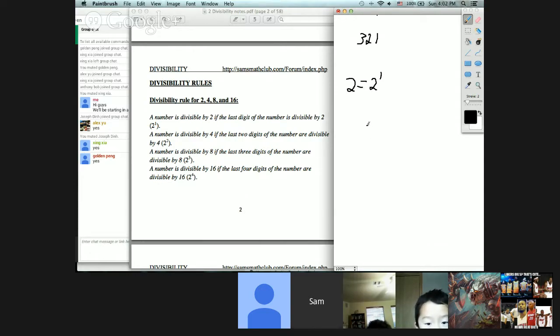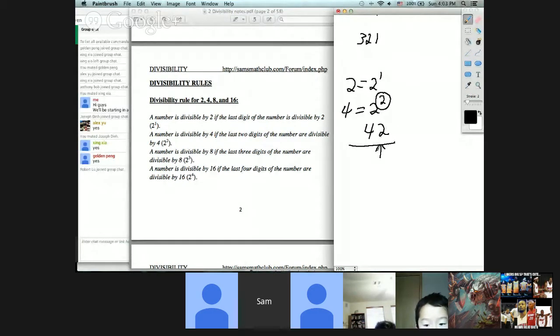Like, for example, 42. You don't have to care about anything else. All you have to know is that the last digit, 2, is divisible by 2. So a number is divisible by 4 if the last two digits are divisible by 4. We know 4 is equal to 2 to the power 2, so we look at the last two digits. If the last two digits are divisible by 4, then the whole number is divisible by 4. For example, we know 42 isn't divisible by 4, so the number is not divisible by 4.